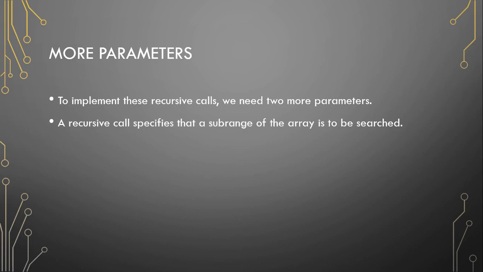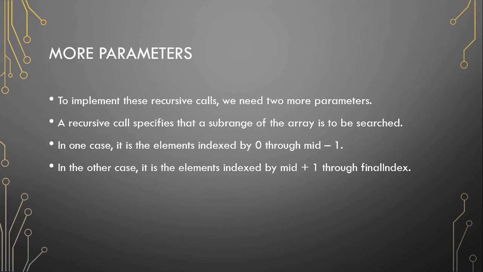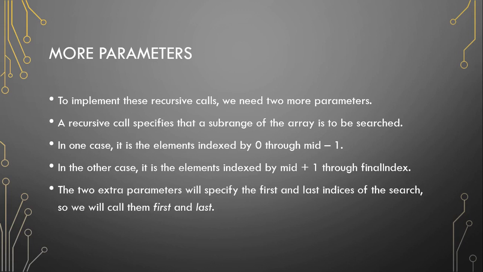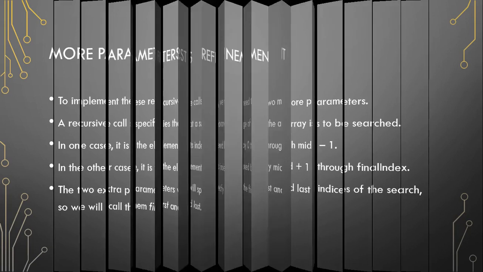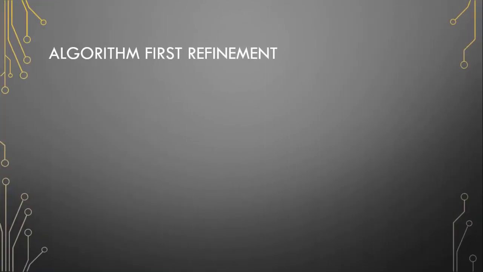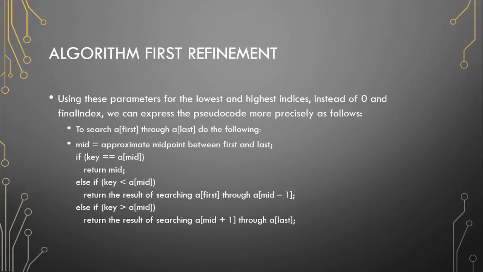We need a recursive call that specifies that a subbranch of the array is to be searched. In one case, it is the elements indexed by 0 through mid minus 1. In the other, it's the elements indexed by mid plus 1 through final index. The two extra parameters will specify the first and last indices of the search, so we will call them, naturally, first and last. So let's look at this algorithm now with a refined approach.